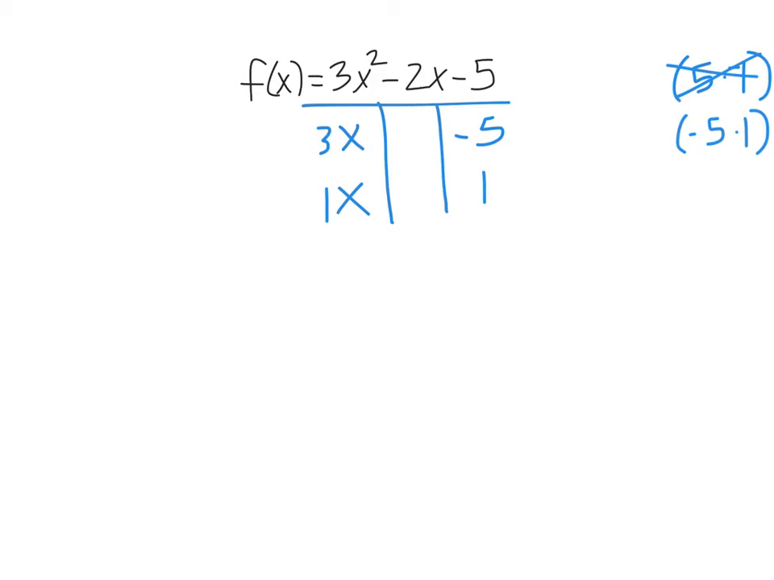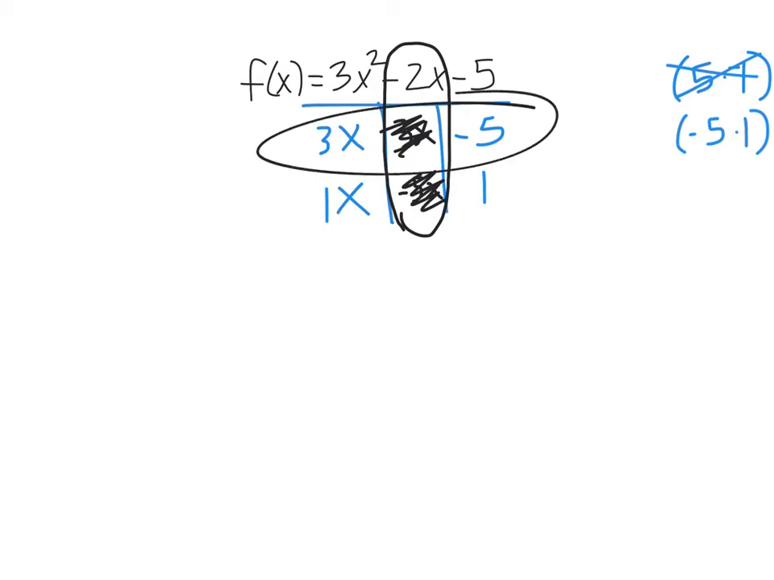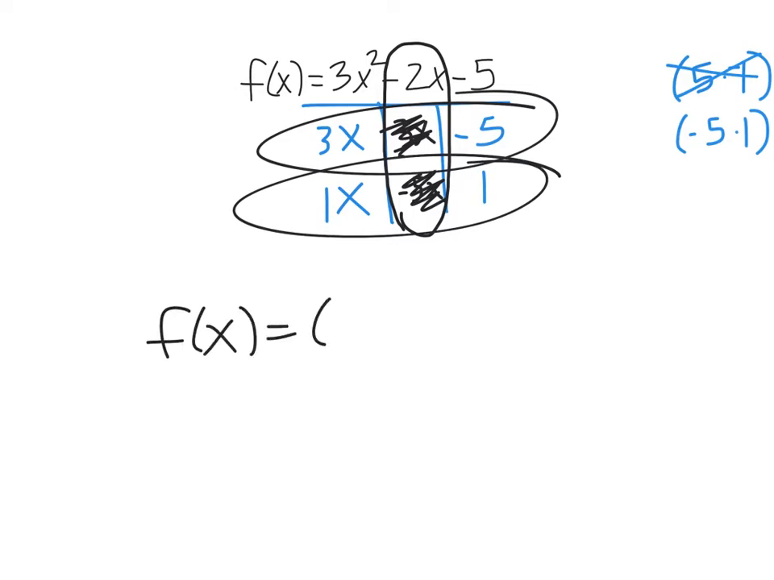When I cross multiply in the top, I have 1 times 3x gives me 3x. In the bottom, I have negative 5 times x gives me negative 5x. This actually does add up to negative 2. 3 plus negative 5 is negative 2. There's my solution. So my answers are always horizontal. So f of x equals 3x minus 5 and x plus 1, because it's positive 1.